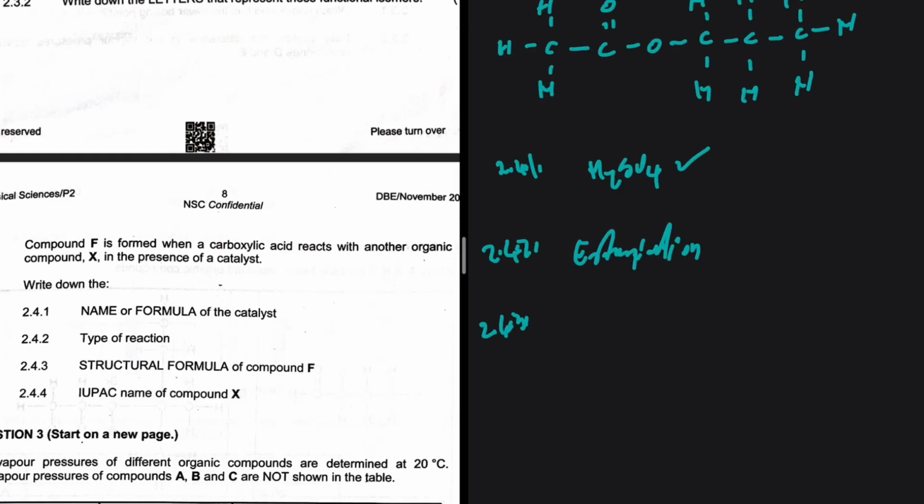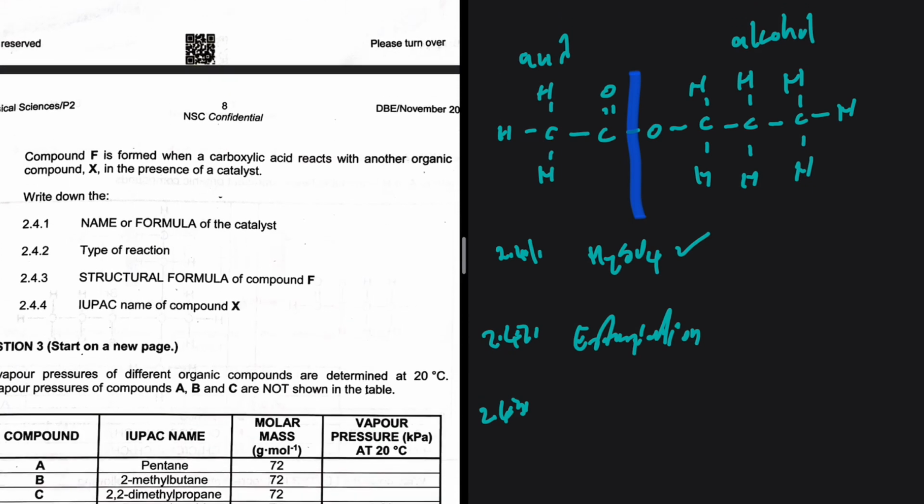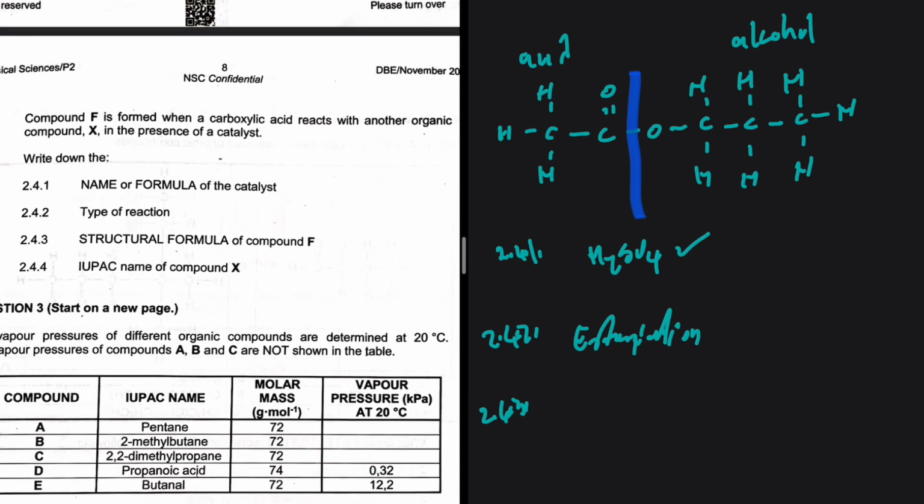And then 2.4.4, IUPAC name of compound X. So carboxylic acid reacts with a compound X. So the compound X must be the alcohol. So let me put a line here, right? So not there, but here rather. So this part should come from the alcohol, and then this part should come from the acid. So the alcohol has 3 carbons. So what should be the IUPAC name of that alcohol?